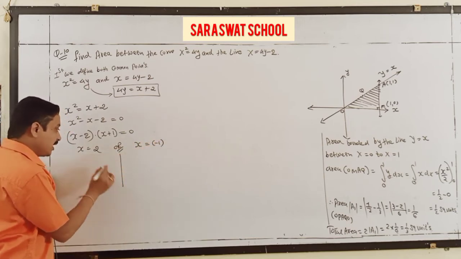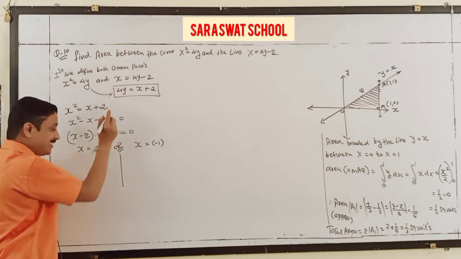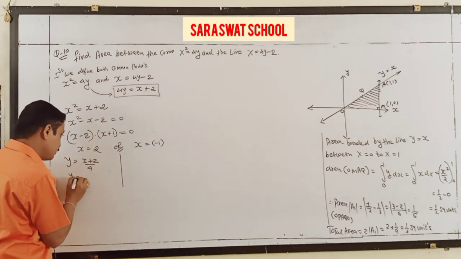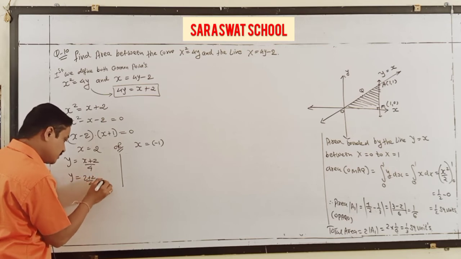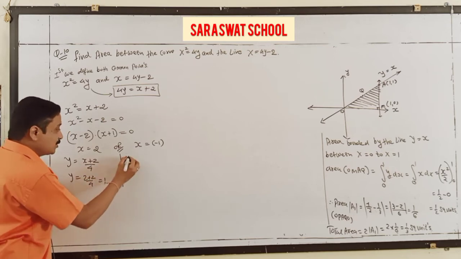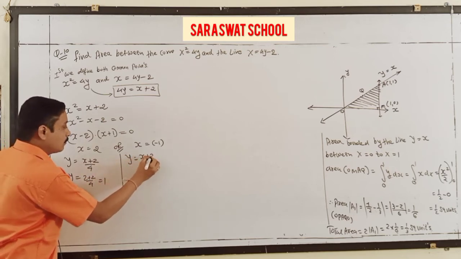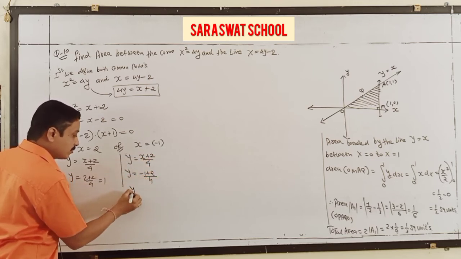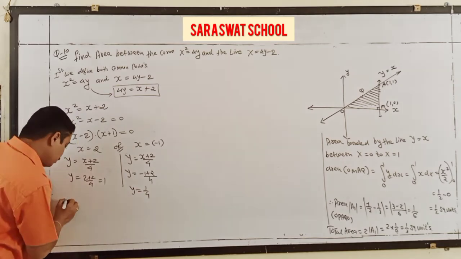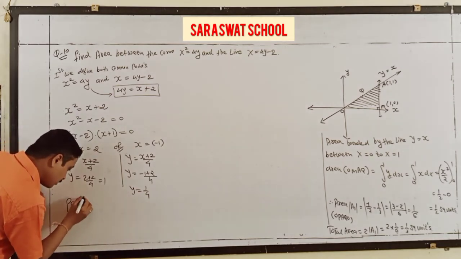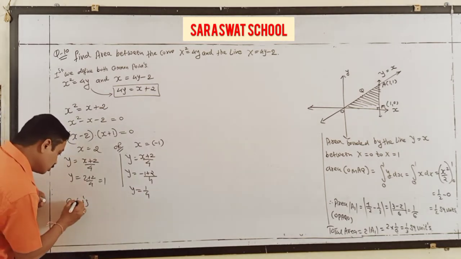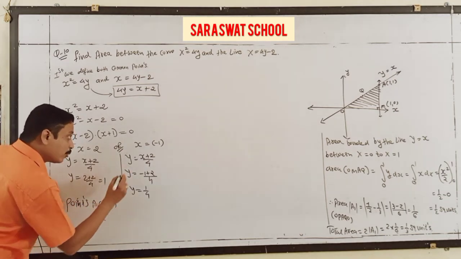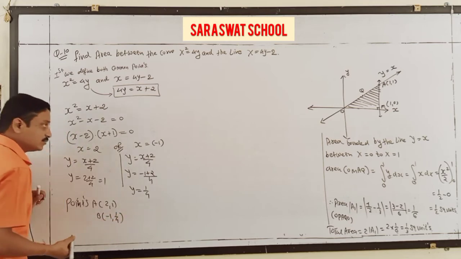So it is here x is 2. So what's the y? y becomes x plus 2 by 4. 2 plus 2 by 4 means 1. Same here students, y is x plus 2 by 4, minus 1 plus 2 by 4, which is 1/4. It means points of intersection of both are ready. A point is 2, 1 and second point is minus 1, 1/4.